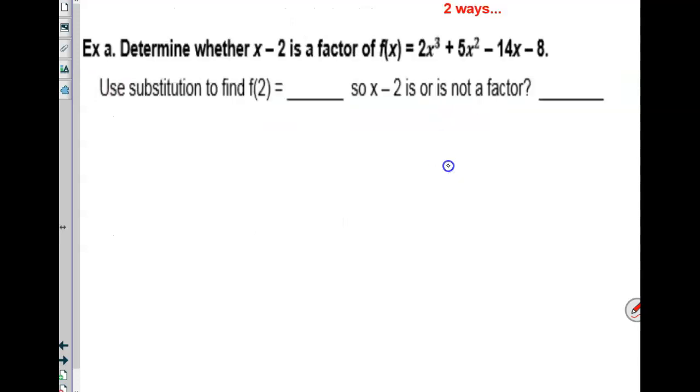All right, so you have this question on your notes, and we're going to solve it 2 different ways. It says determine whether x minus 2 is a factor of this polynomial. So the first way is to use substitution to substitute a 2 directly into this function. So we'd have 2 times 2 cubed plus 5 times 2 squared minus 14 times 2 minus 8.